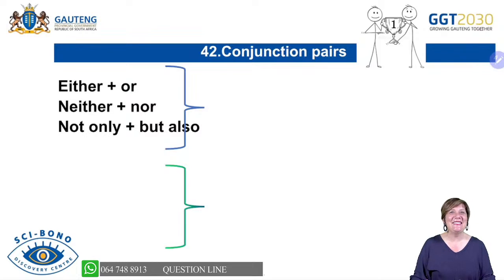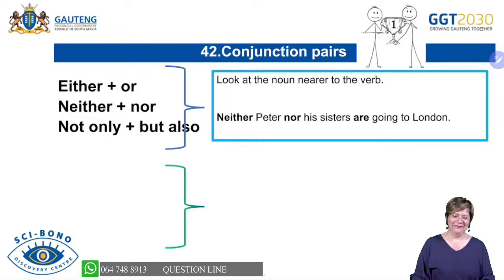Now, to make things even trickier, there's a rule. And what's the rule? If you have either or, neither nor, not only, but also, you have to look at the noun nearer to the verb. In other words, if we have a sentence like this one, neither Peter nor his sisters. Now, Peter is singular, sisters are plural. Which one do I use?